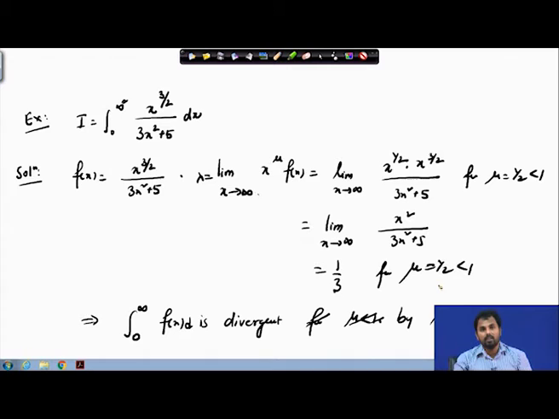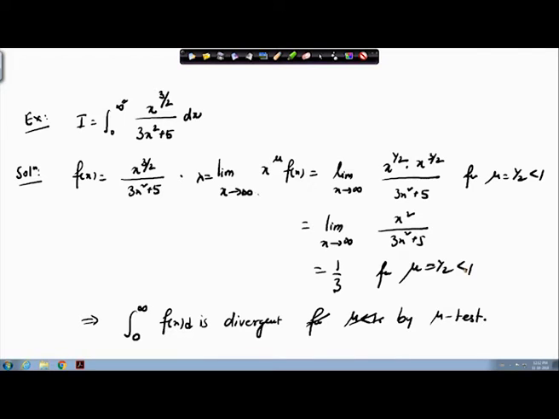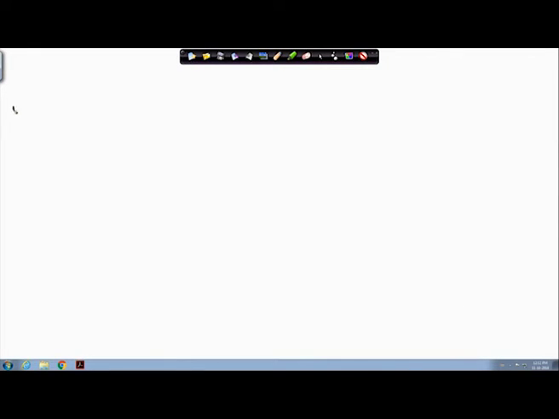So, as I was saying, having this value of mu is very vital in order to ensure the convergence or divergence of the given improper integral. We will work out one last example of an integral which is very vital in integral calculus. So, the example goes like this.